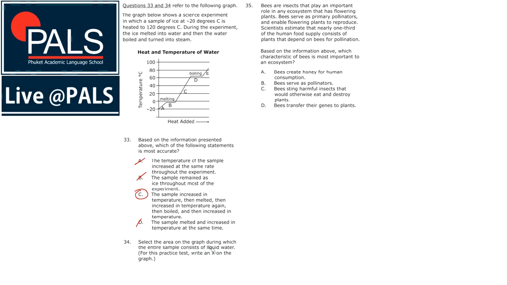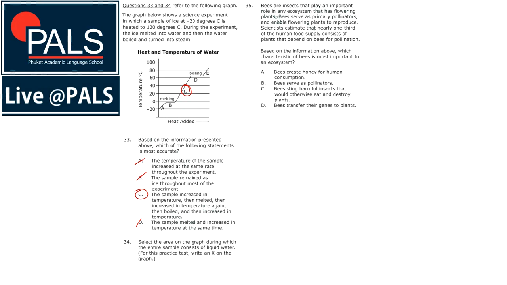34. Select the area on the graph during which the entire sample consists of liquid water. During melting, we have a mixture of solid ice and liquid water. During boiling, we have a mixture of liquid water and water vapor. So the only time when the whole sample is liquid is at point C.